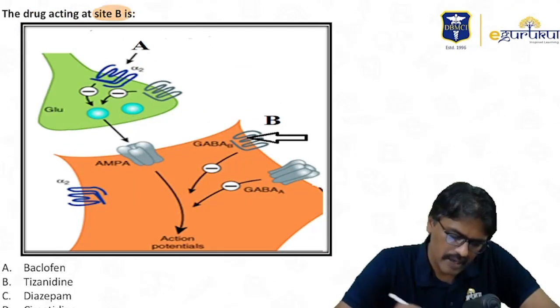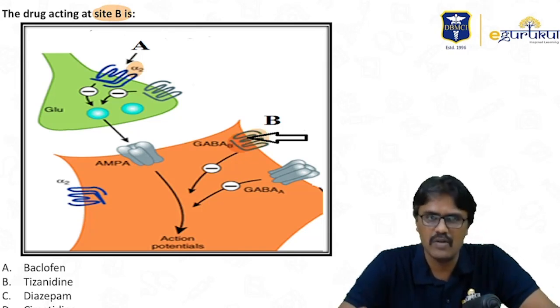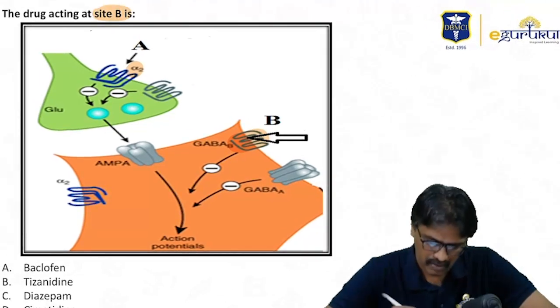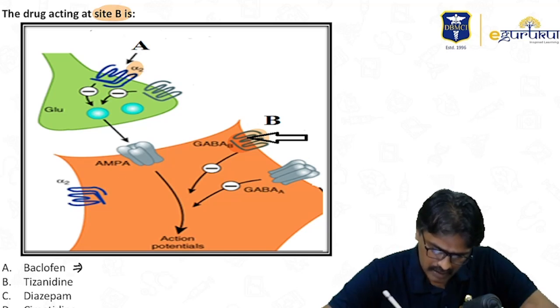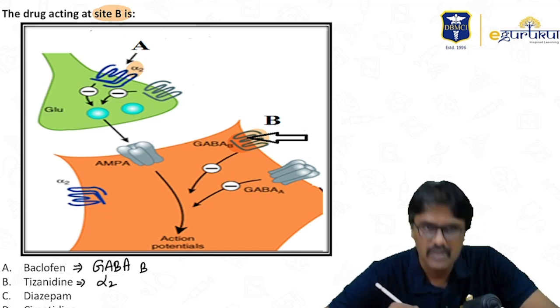Now, the question is drug acting at site B. So, you can see A is alpha 2, B is GABA B. So, what is the drug which is a GABA B agonist? Now, is it baclofen? Yes, baclofen is a GABA B agonist. What about tizanidine? It's an alpha 2 agonist.